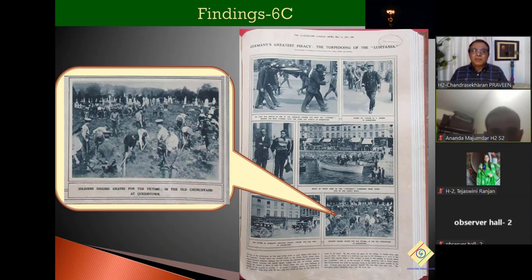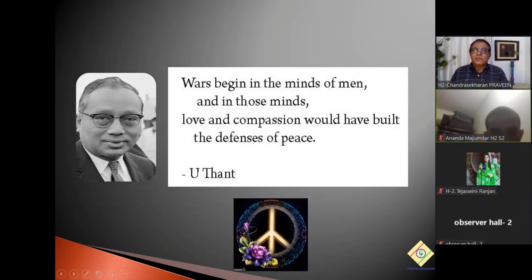So I've shown you several pictures. What is the message I have to say? This is U Thant, the former Secretary General of the United Nations: "Wars begin in the minds of men, and in those minds, love and compassion would have built the defenses of peace." I've tried to show you how it affects individuals, families, countries, the economy. Everything is affected. So let us put an end to war.